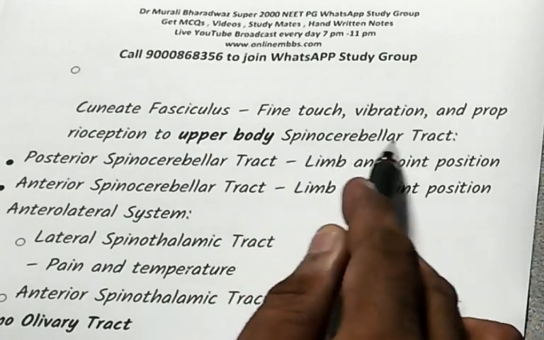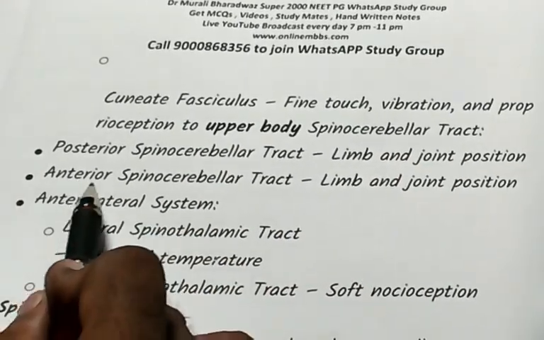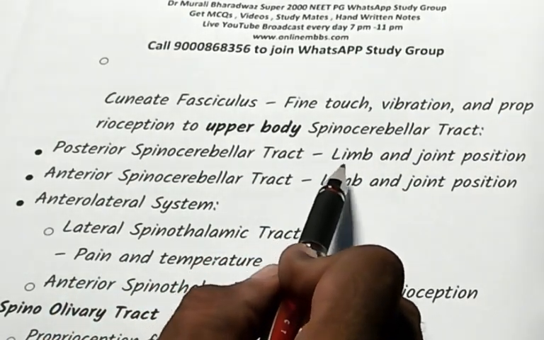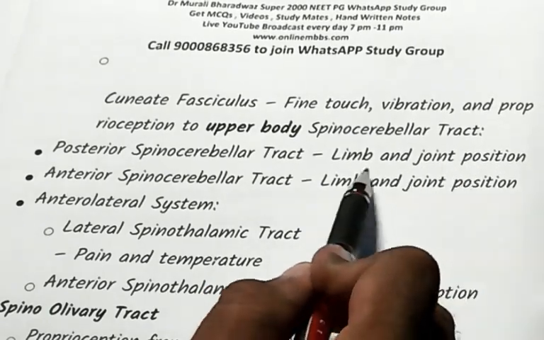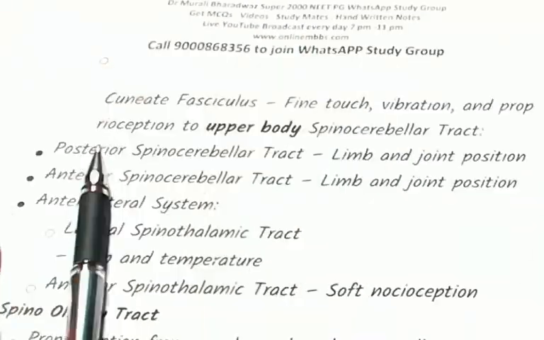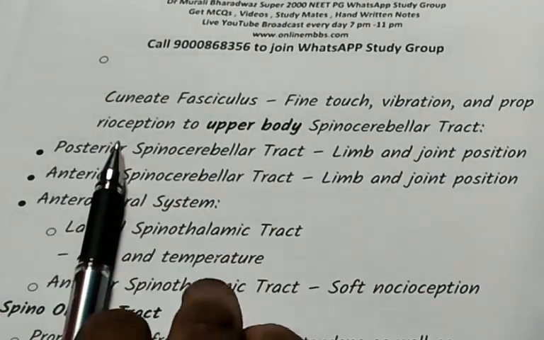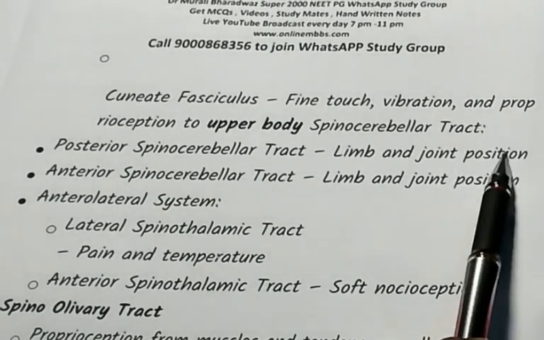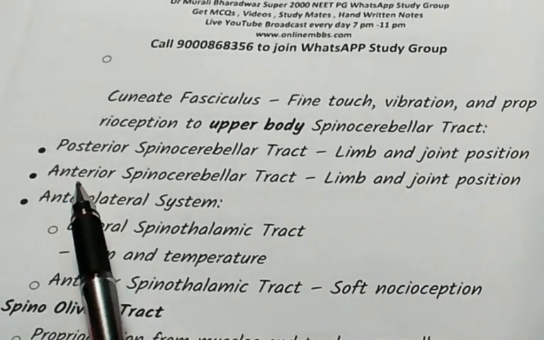Now, spinocerebellar tract. You have one posterior spinocerebellar, anterior spinocerebellar. Fundamentally, the spinocerebellar tract's main function is to continuously tell where the hand is, where the leg is, where the knee is. So the limb and the joint position is being told to the central nervous system by the spinocerebellar tract, which is anterior and posterior.